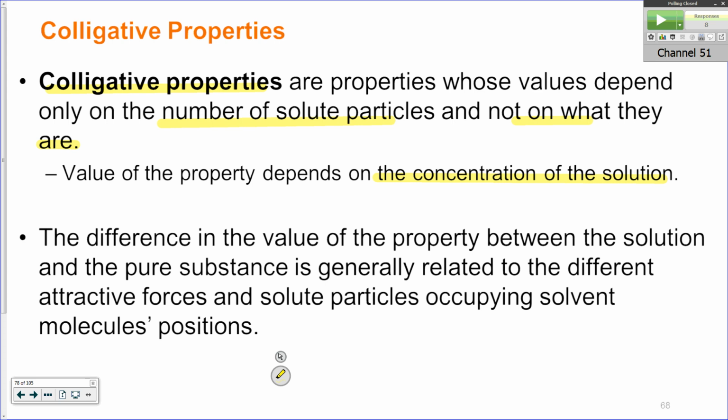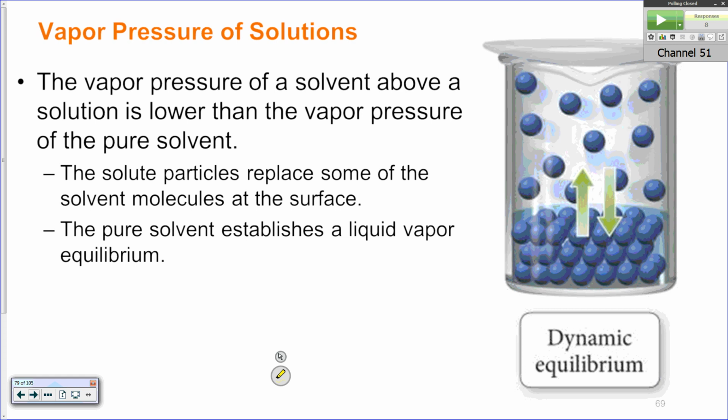So the differences that we observe in the property of the solution related to the pure solvent in the system is due to the differences in the attractive forces we have. And what happens is when we put a solute particle in solution, it occupies some of the sites where the solvent would normally be in position, and it alters both the boiling point and the freezing point. Those are the two main ways that we see those things.